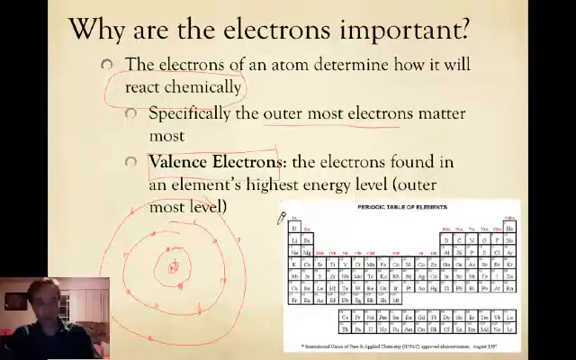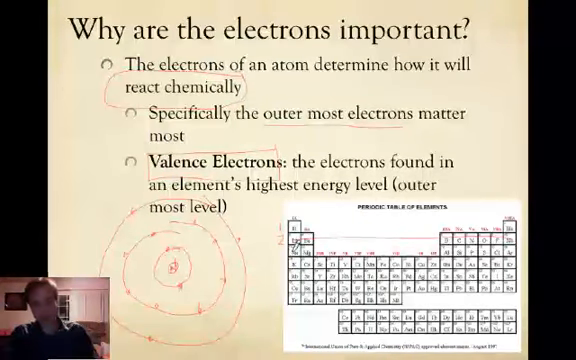It turns out the periodic table is actually designed so that when you look at an element, you can tell what its valence energy level is. The way you tell that is by the row that it's in. So hydrogen and helium, they're in the first row, so therefore their valence electrons are in the first energy level. Lithium, beryllium, boron, carbon, nitrogen, oxygen, fluorine, and neon, they're all in the second row, so their valence electrons are in the second energy level.